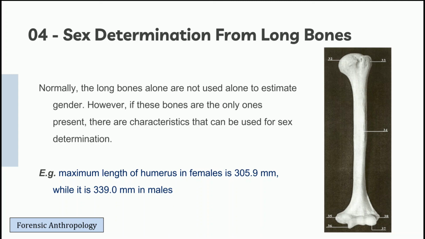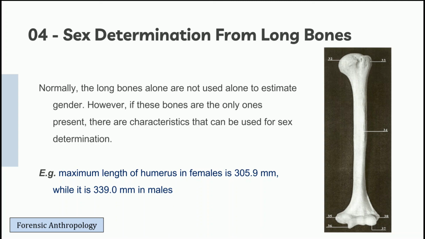Basically, generally we do not use long bones much for sex estimation, but from the scene of a crime, if we have only got the long bones, that is the tibia, fibula, radius, ulna or the humerus, then we compare certain characteristics and estimate the sex.